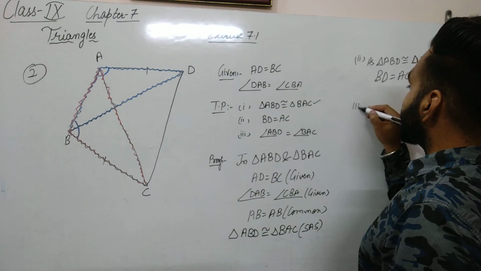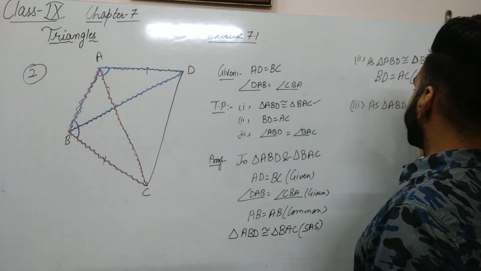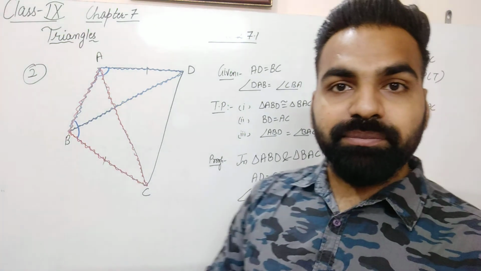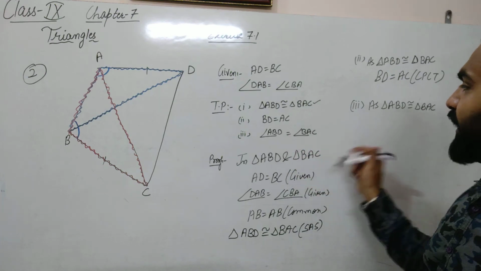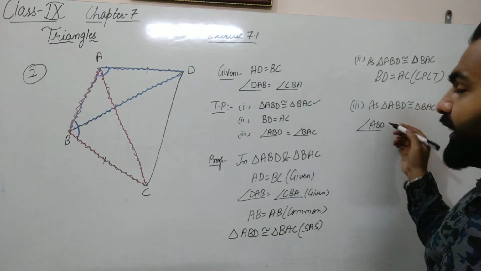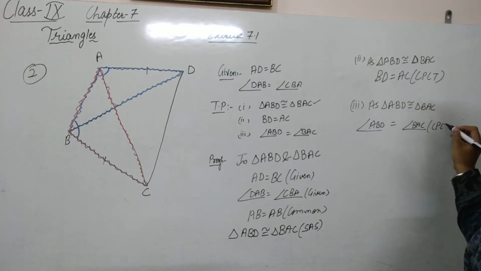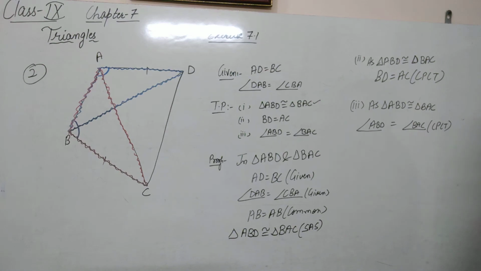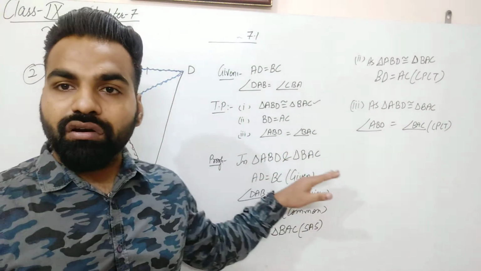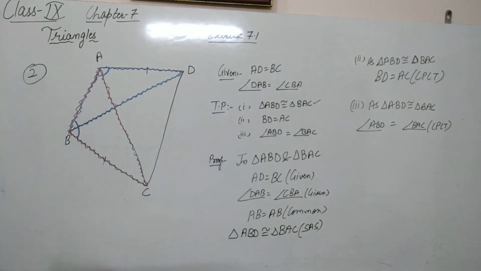And also for the third part here, again triangle is congruent. So we can use the rule CPCT here. So we have to prove angle ABD equals angle BAC. So angle ABD is a part of triangle ABD, and angle BAC is part of triangle BAC. This will be equal according to the rule CPCT. So first prove the triangles congruent, then prove the remaining parts equal. So this was question number 2.